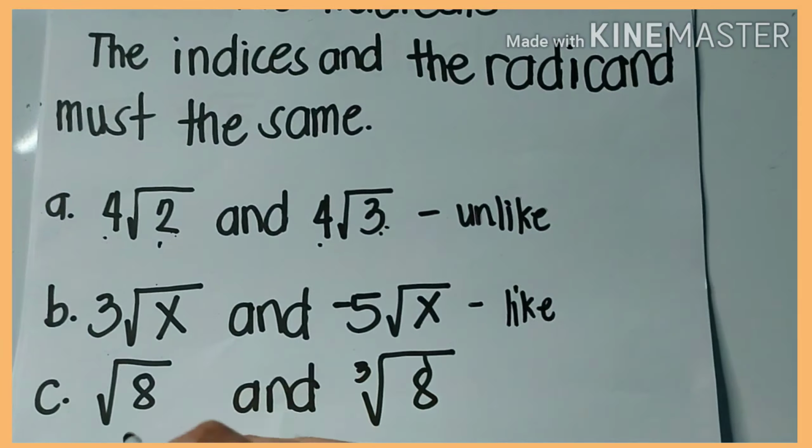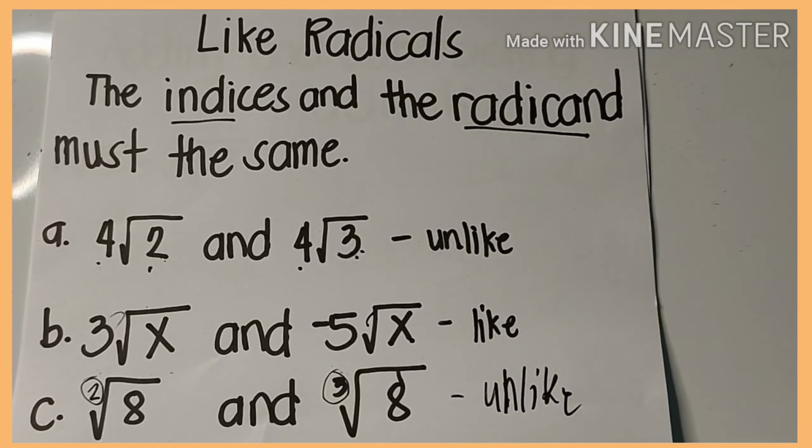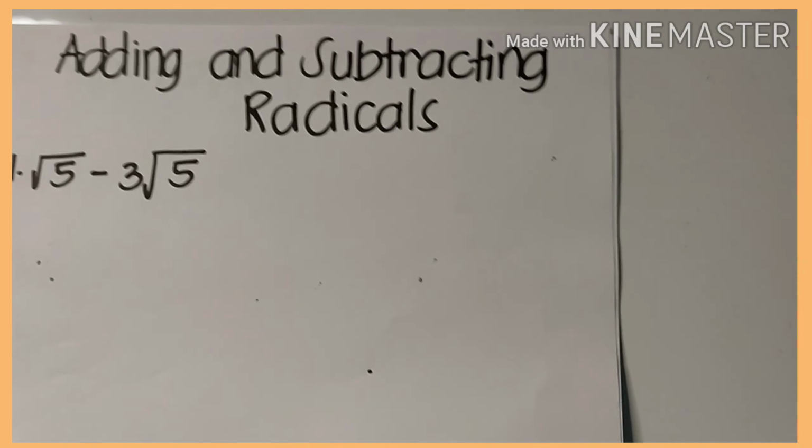So always consider the indices and the radicand. If they have the same radicand, just like this one, then they are like radicals. And if they have the same index or indices, then they are the same radicals. By knowing this, we can easily solve radicals in addition, subtraction, multiplication, and division, because we can solve this just like solving algebraic expressions. We have to consider the like terms.